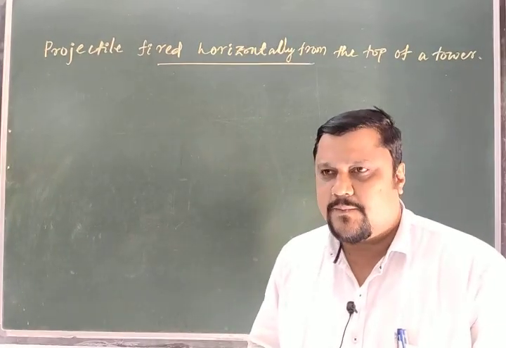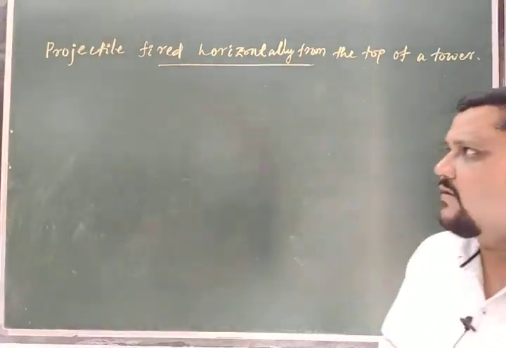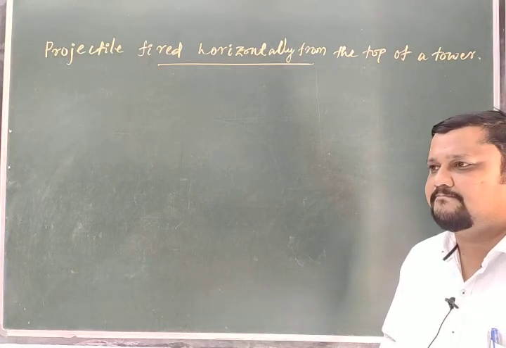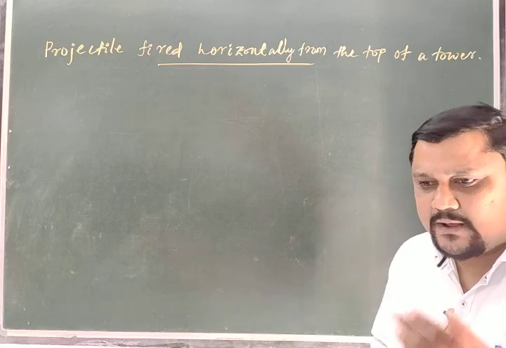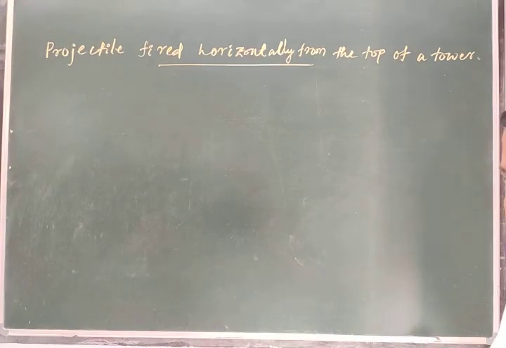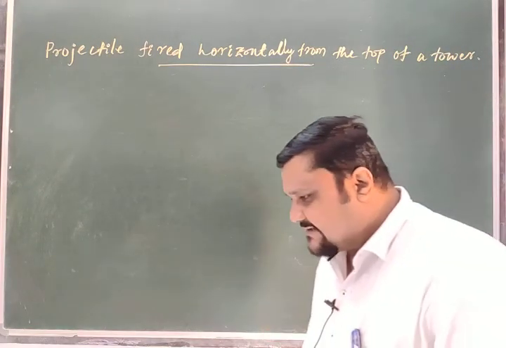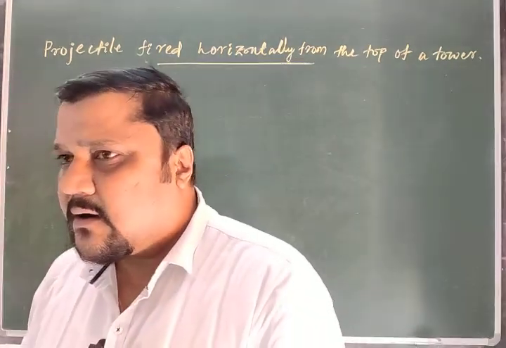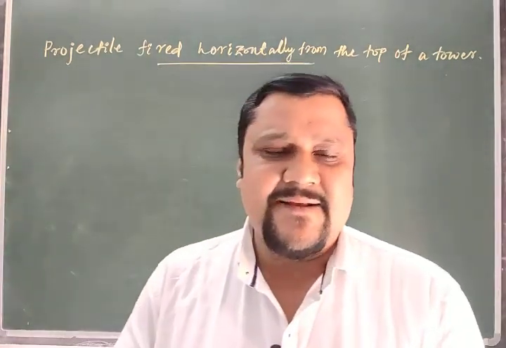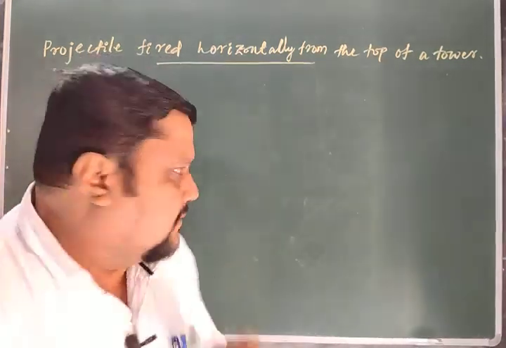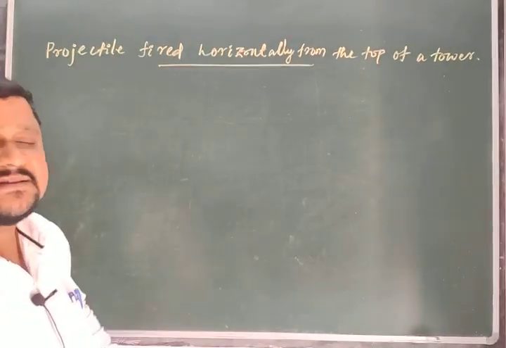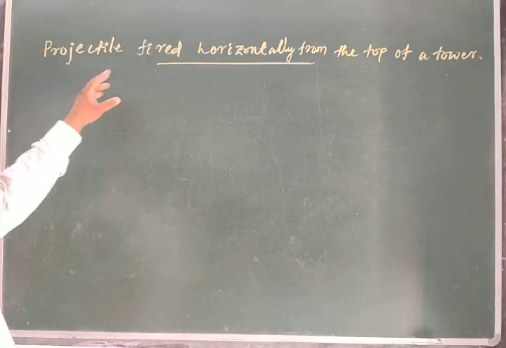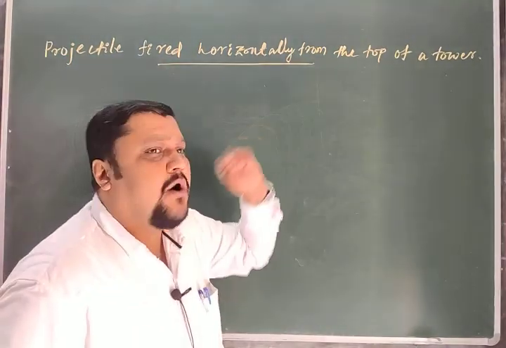In this video we will go for another case, that is the horizontal projection. As I have already told in the last videos, we will discuss two cases. One is the oblique projection, which we have already discussed, and here we will go for the horizontal projection. What is that horizontal projection? A projectile fired horizontally from the top of a tower.